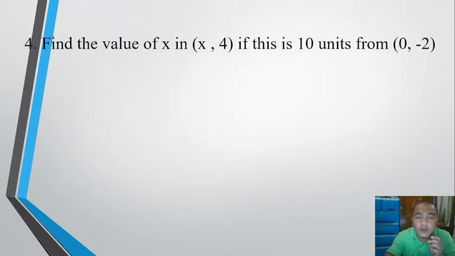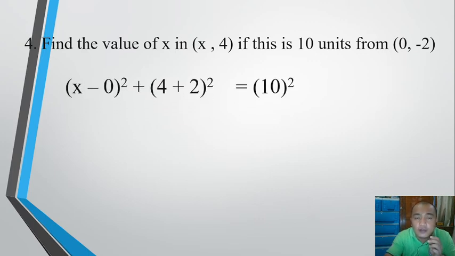Number 4, find the value of x in (x, 4) if this is 10 units from (0, -2). Okay, distance formula. So we have (x minus 0) quantity squared plus (4 minus negative 2, or 4 plus 2) quantity squared is equal to 10 squared. The distance between these two given points is 10. So squared natin using the distance formula. x squared, 4 plus 2 is 6 squared is 36. 10 times 10 is 100.